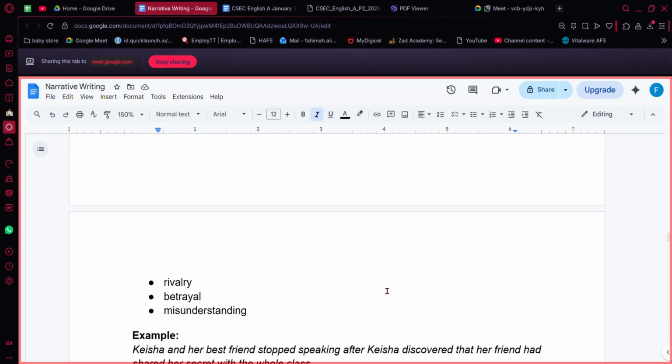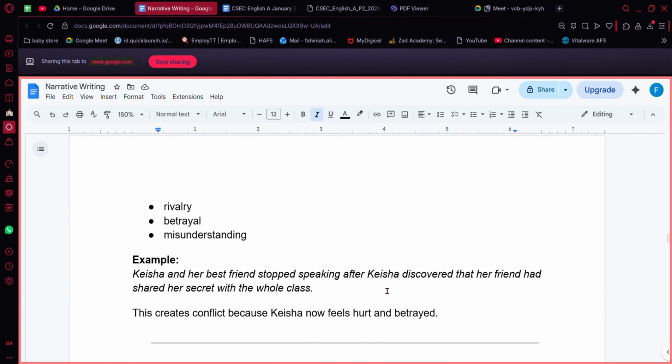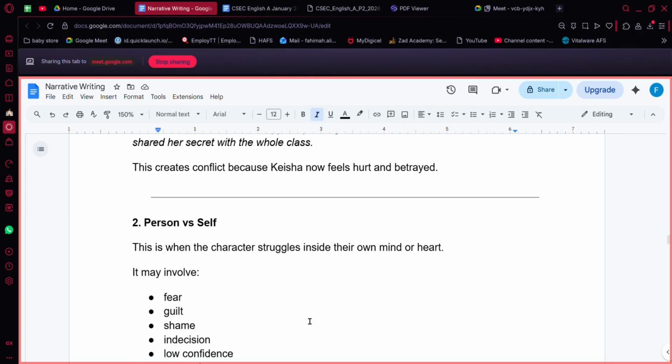For example, Keisha and her best friend stopped speaking after Keisha discovered that her friend had shared her secret with the whole class. So this is a person versus person conflict. Her friend is the person causing the conflict in the story. Then you have person versus self. This is when the main character struggles with their own mind or their own heart or their own internal problems.